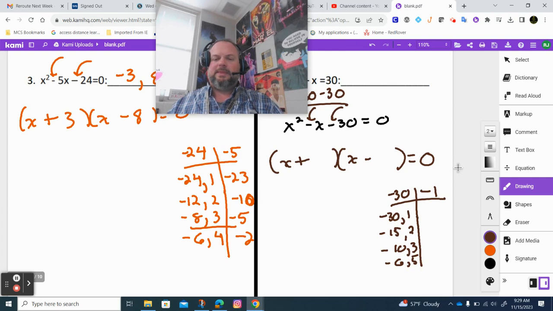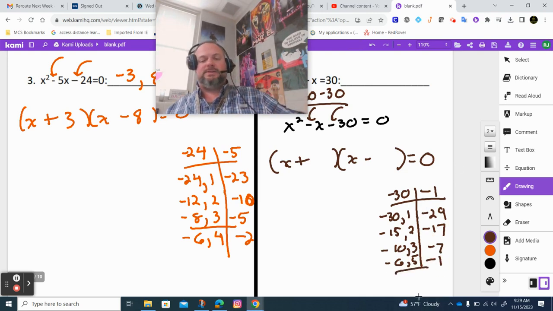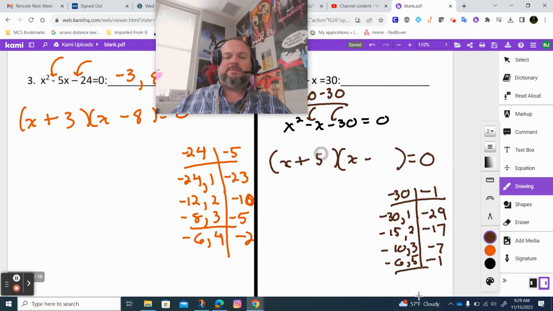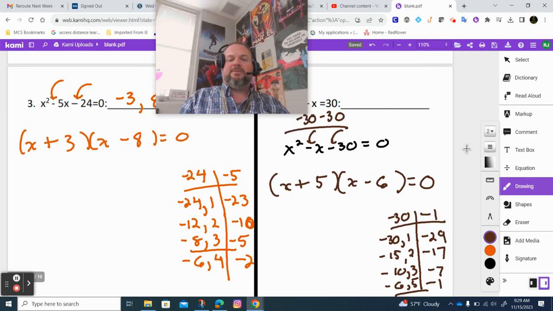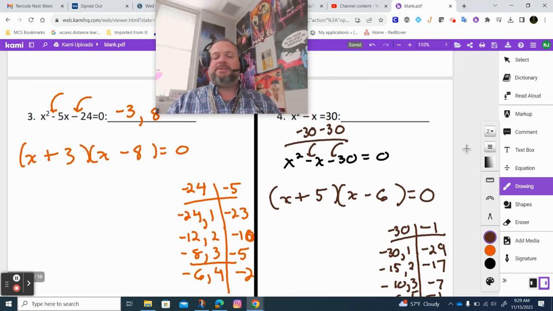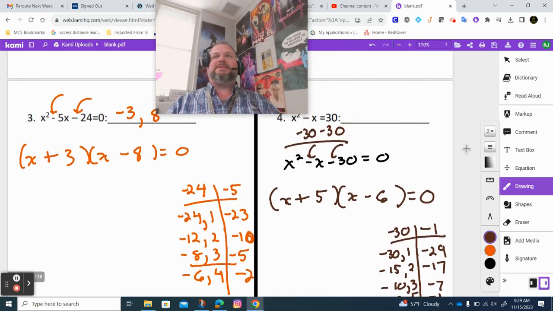There we go. So this is negative 29, negative 17, negative 7, negative 1. All right, our last ones we have are positive 5, negative 6. Those are our factors, but that's not our answer. The answer is the opposite of the parentheses.